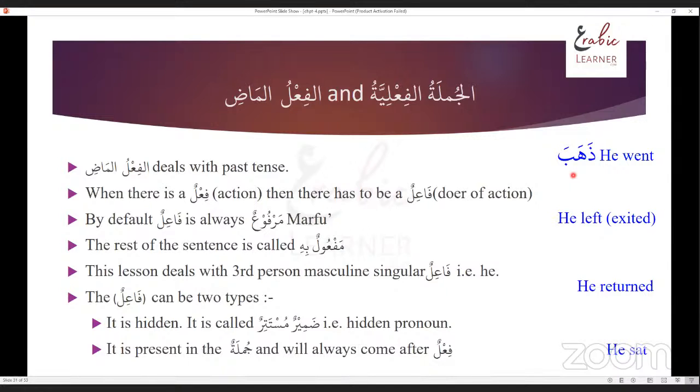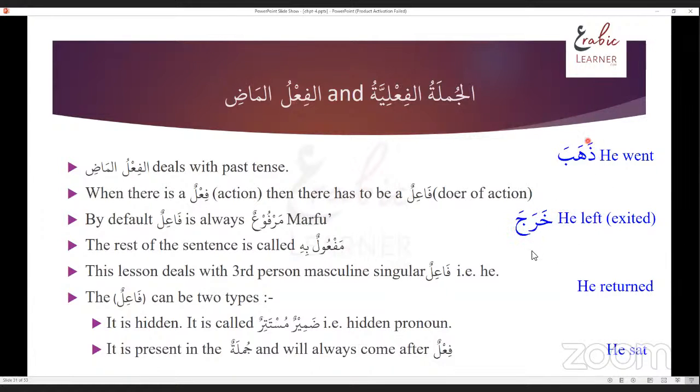In the same way in Arabic, it's sufficient to say Zahaba. The moment I say Zahaba, it includes the meaning "he" in that. So here, the fa'il is hidden, because it's hidden in the meaning of the verb itself. He left or exited means kharaja.